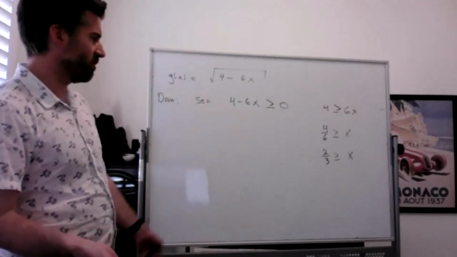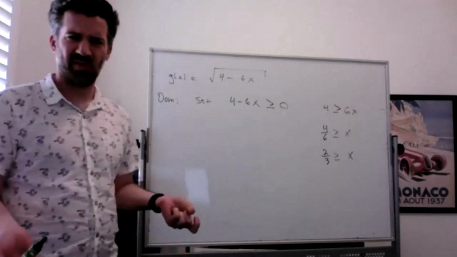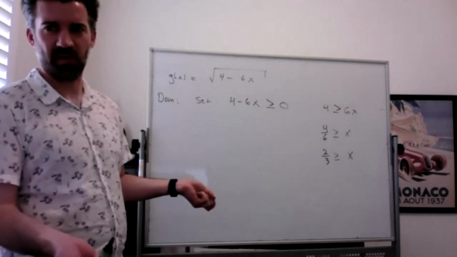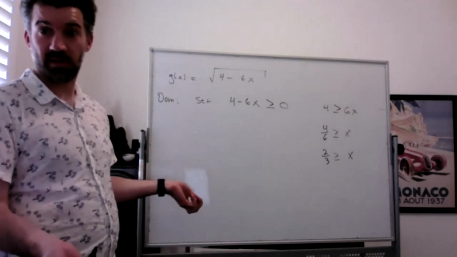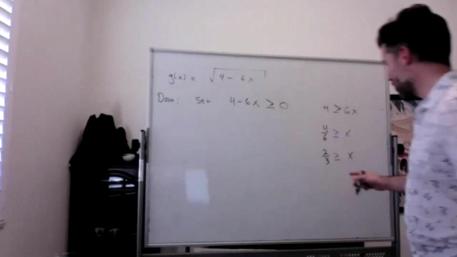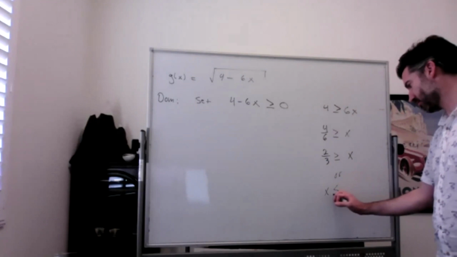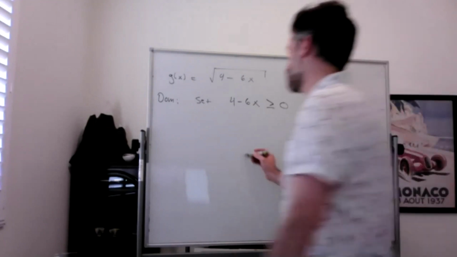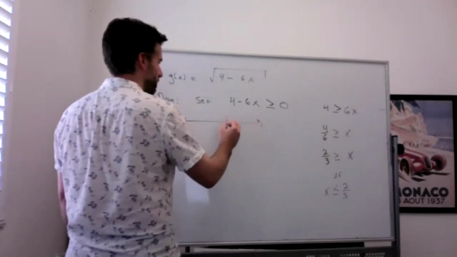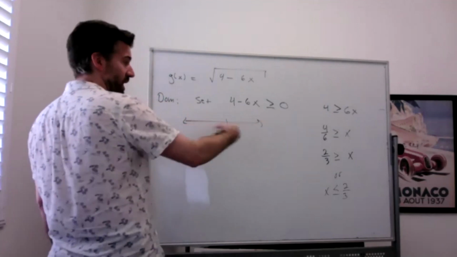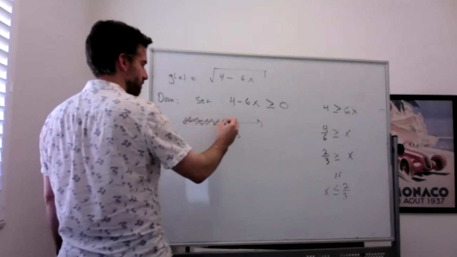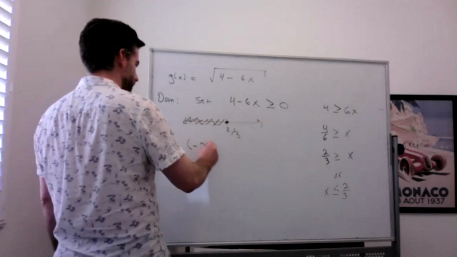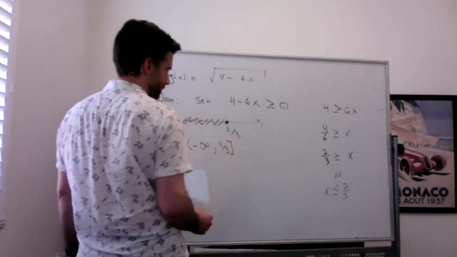Typically, we're going to want to write our domain in interval notation. So we have to be a little bit careful, right? Is x bigger than 2/3 or less than 2/3 here? I've kind of written it in a backwards way, but it's definitely less than 2/3. So you could rewrite this as x less than or equal to 2/3. So you can draw the number line if you want. There's 2/3. I want everything to the left, including that point there. So my domain is negative infinity to 2/3 with a bracket.